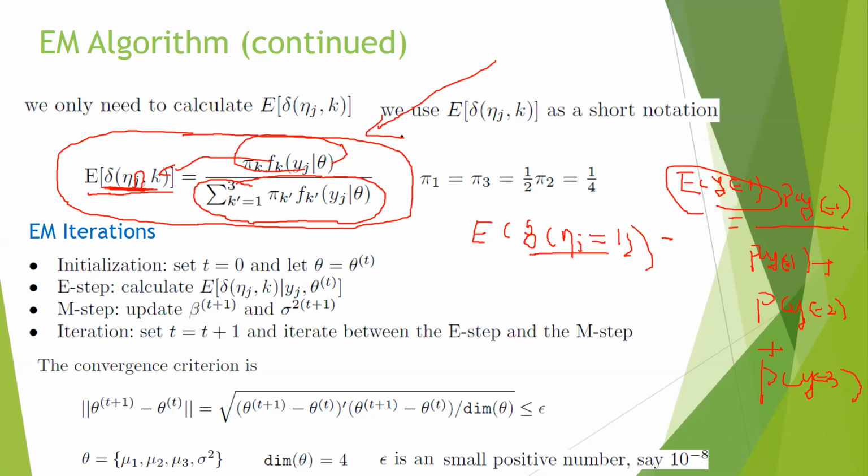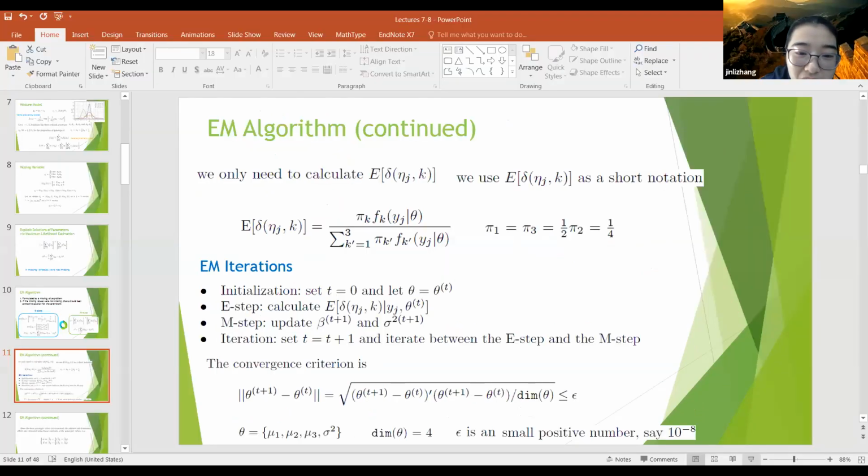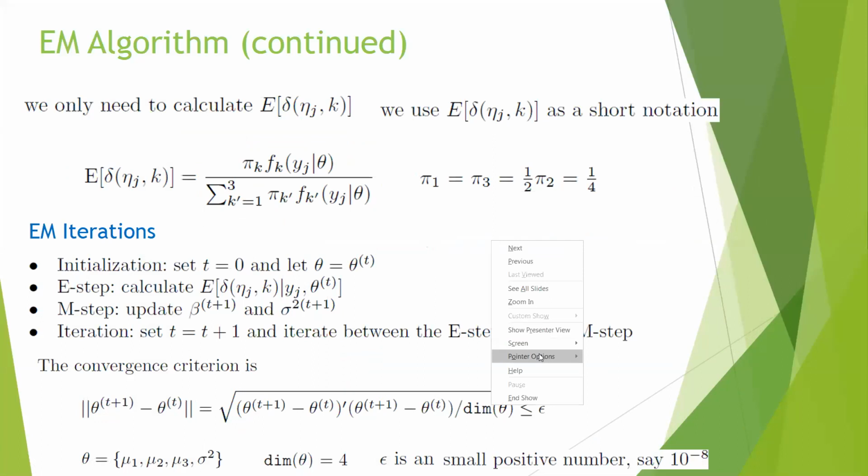But we don't know which group the individual belongs to. Right. So for each individual, there will be three values. Okay, yeah, this is a very interesting question. I think I understand where the confusion came from.